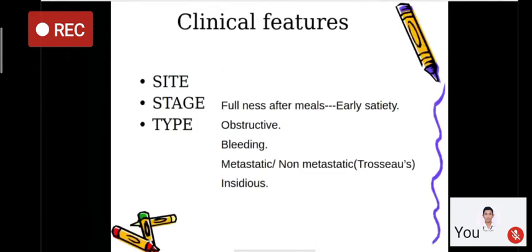If I feel full after taking even one chapati, and this particular symptom develops in a male around 40 to 50 years, recent onset dyspepsia after 40 to 45 years, this is a very important sign that you are supposed to act and find out what is happening. Then there can be obstructive lesions.